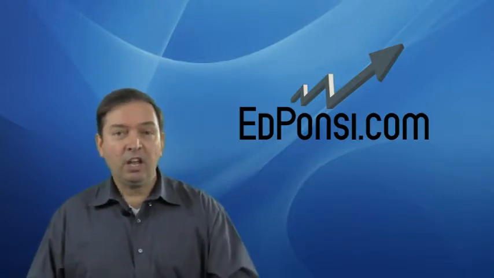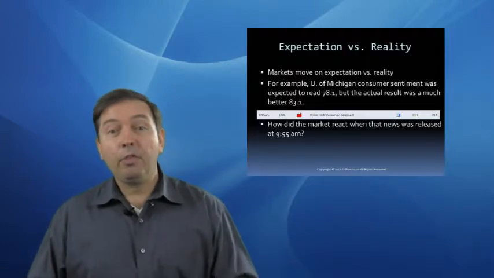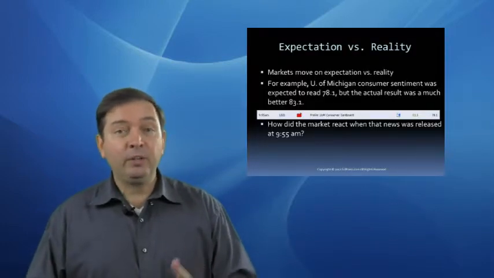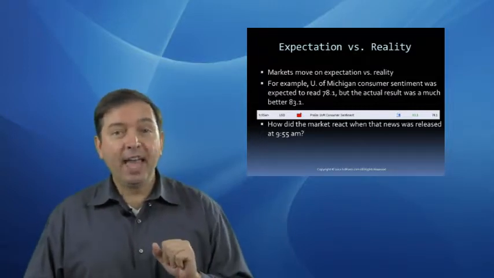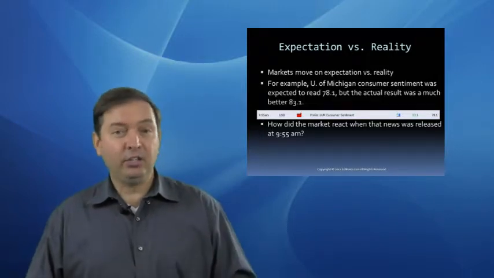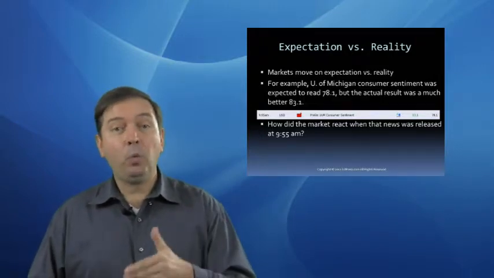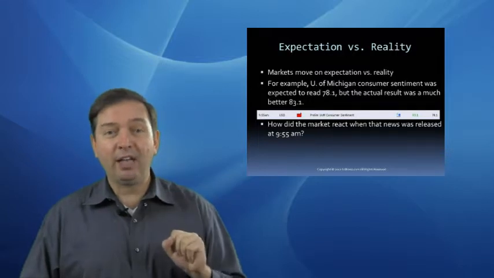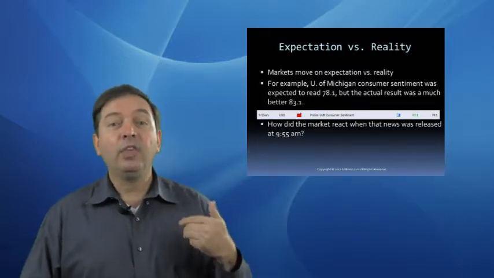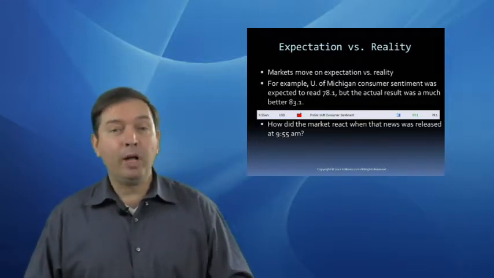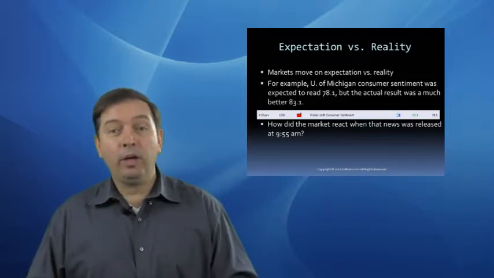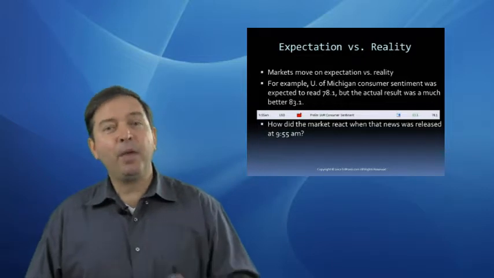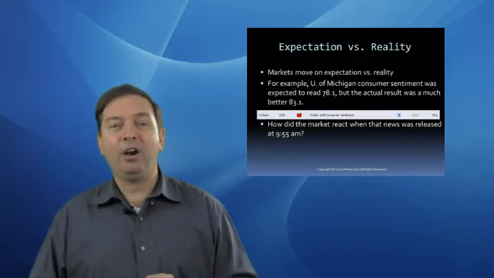Let me show you what I mean. Okay? Every month, there's a consumer sentiment report, right, out of University of Michigan. In this particular case, it was expected to read 78.1. That was the consensus forecast. However, the actual result was much better, much stronger, 83.1. So that's not just a little bit better than 78.1, that's a lot better.